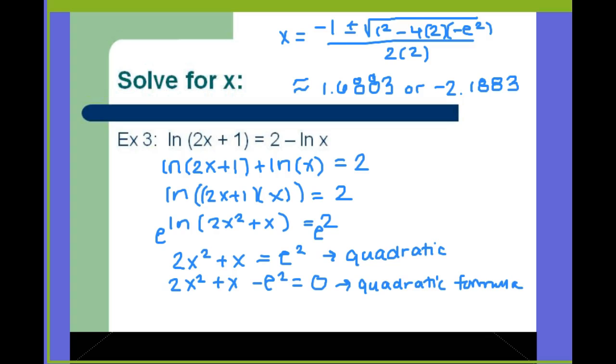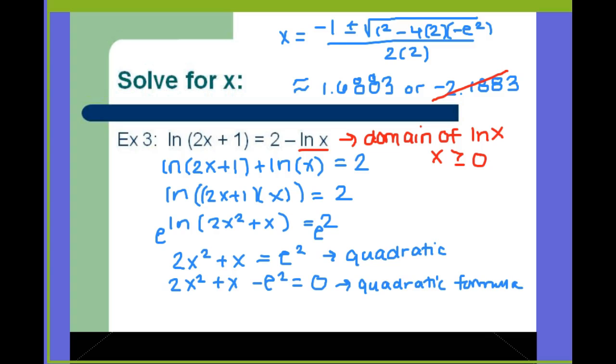But only one of these can actually be the answer. And the reason for that comes from the domain of a natural log. The domain of a natural log of x says that all x values have to be greater than or equal to 0. We can't take the natural log of a negative. So this answer here gets canceled out because we can't take the natural log of a negative value.